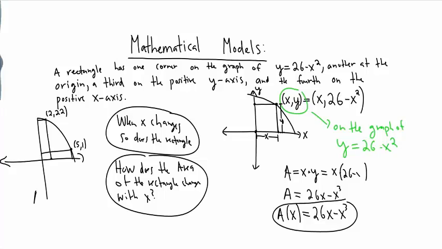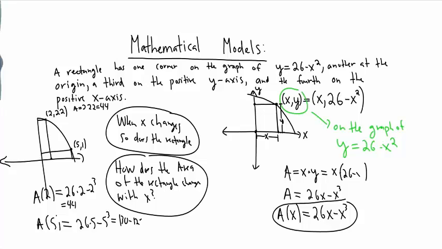And you can check that here. When x is 2, the formula gives us 44. When we look in this picture, the area should be 2 times 22, which is 44. Similarly, when x is 5, the formula gives us 26 times 5 minus 5 cubed, which is 130 minus 125, which is 5. And the formula here of length times width gives 5 as well.